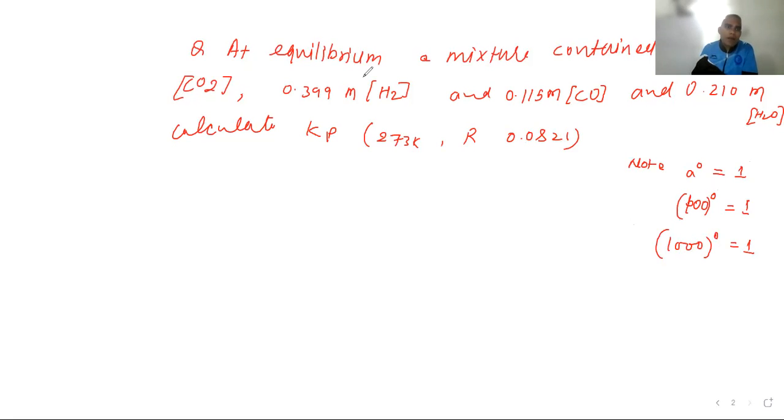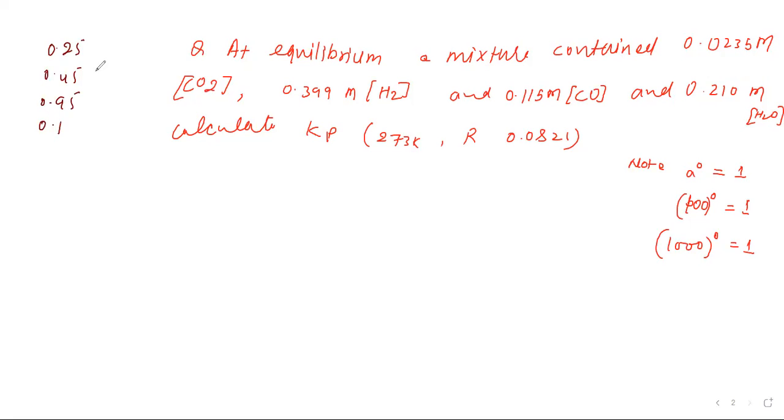When you are doing the solution, options are also given. Here are the options: 0.25, 0.45, 0.95, 0.1. This is the Kp value.